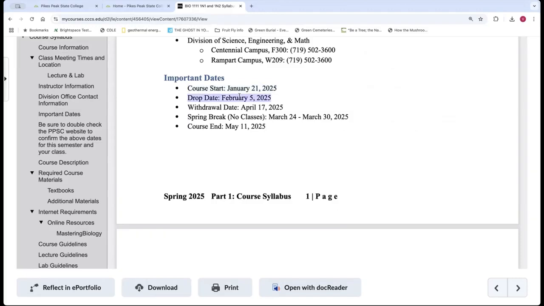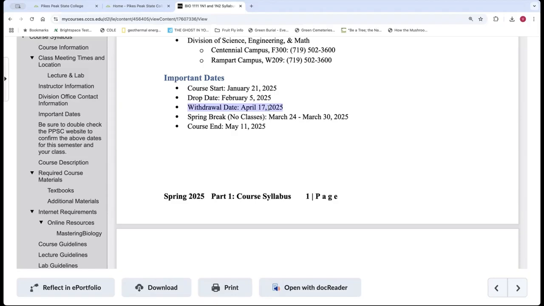Important course dates, the start date. Here's an important date, the drop date. The drop date of February the 5th, that is the date that you can drop the course without financial responsibility. Now, the withdrawal date is something different. Once you got to February the 6th, you have already paid for the course. So you might as well just keep going and see what you can learn.